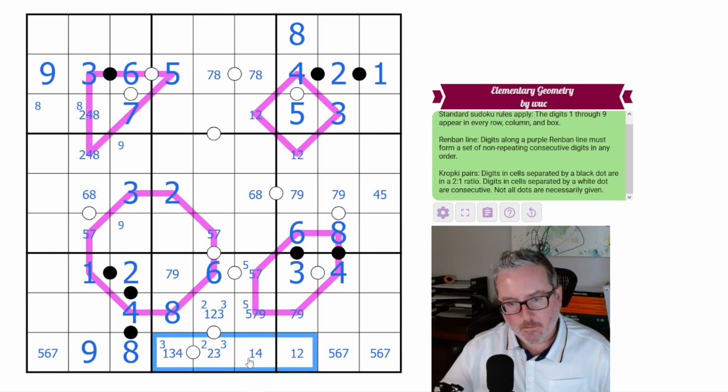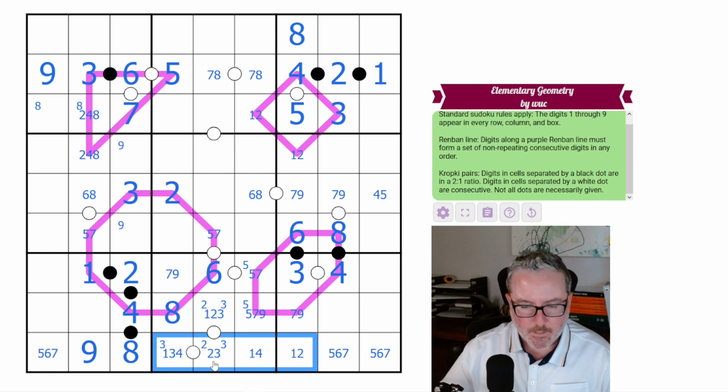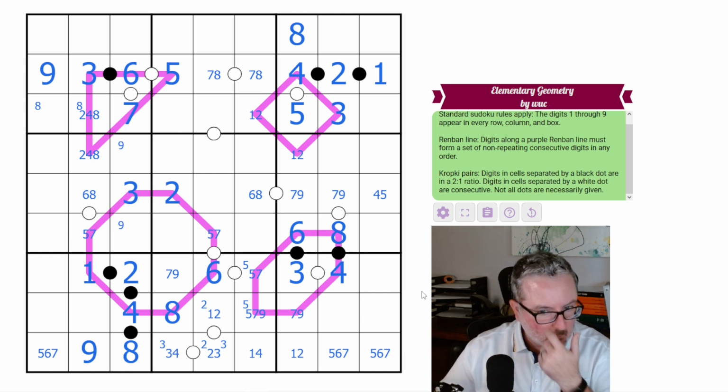Oh, let's look here, though. I mean, this is a little bit of something else. One of these two has to be a 3 because of this row. So this can't be a 3. So this is either 1, 2, 3 or 2, 3, 4. This can't be a 1 anymore. Okay.